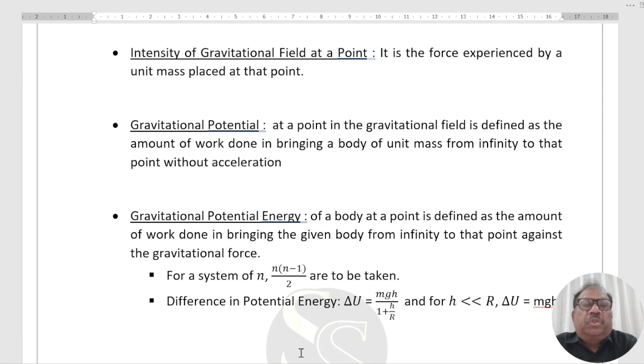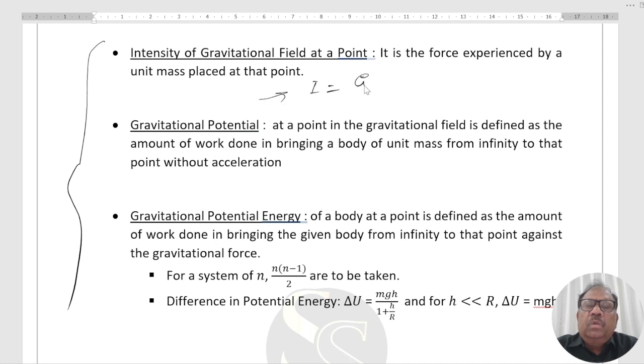Before starting the illustrations, let's discuss certain concepts and definitions. What is intensity of gravitational field at a point? It is the force exerted on unit mass placed at that point. I equals Gm upon r square. It is a vector quantity.